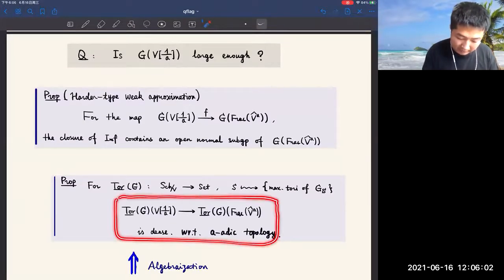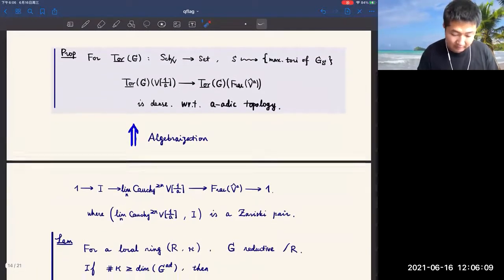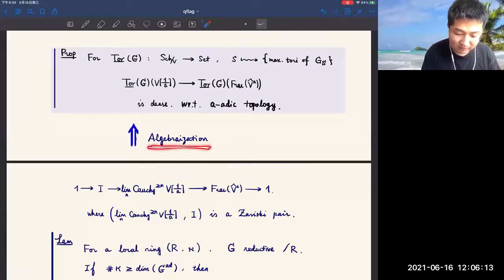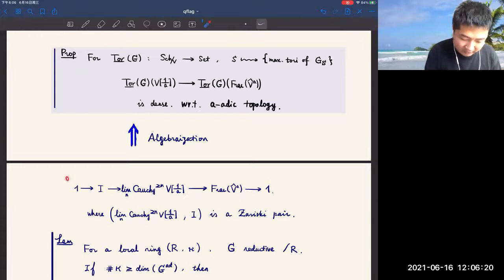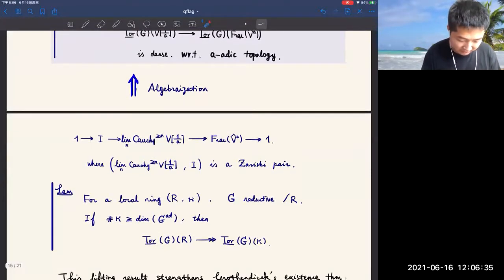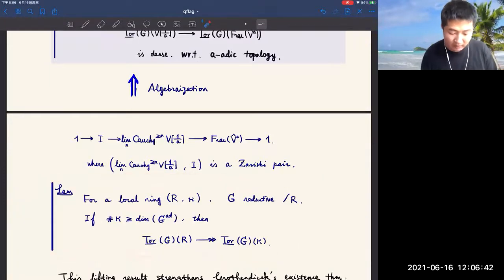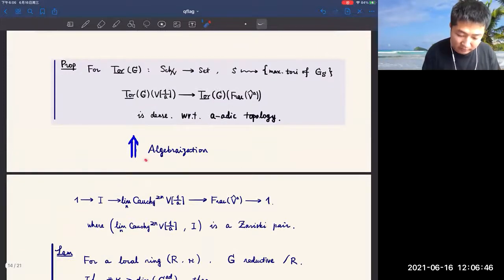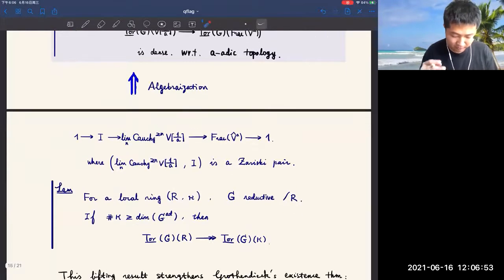And when we try to prove this map is dense, we use some techniques of algebraization. The algebraization part is written in Gabber's and Bouthier's paper, and we consider such a short exact sequence. Here, this pair is a Zariski pair. But the detail is a little complicated. So here I pose the following lemma. In fact, this lemma combined with algebraization can imply this approximation for the maximal torus.